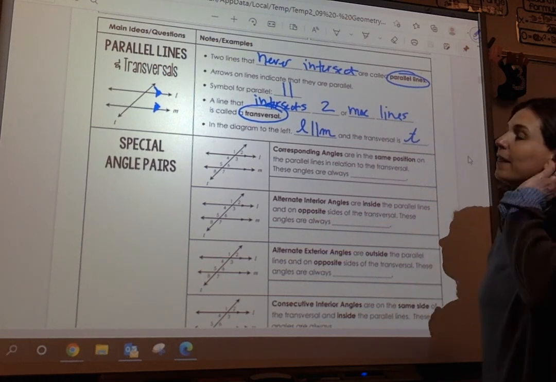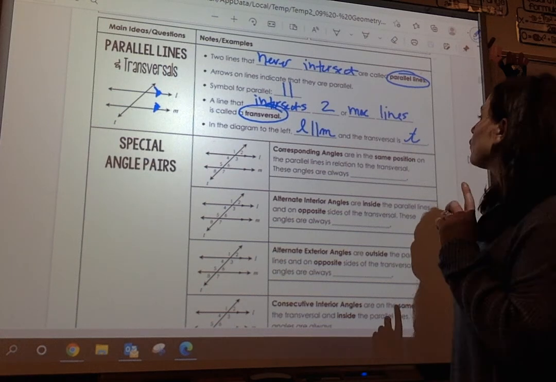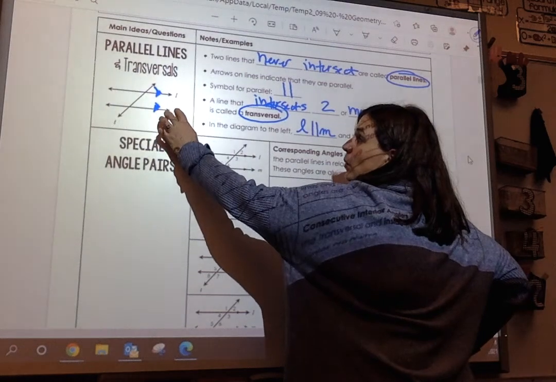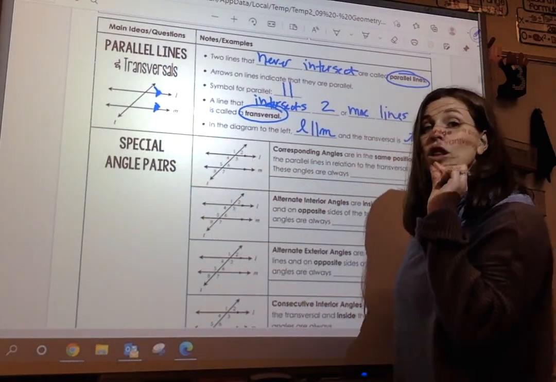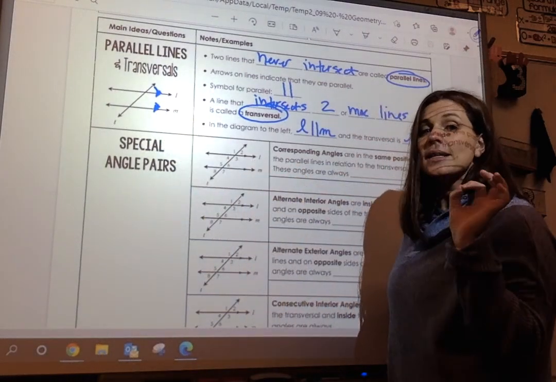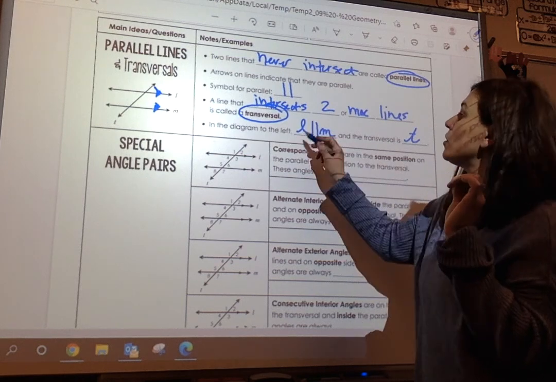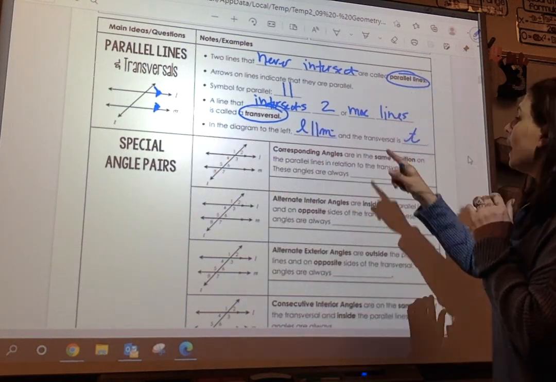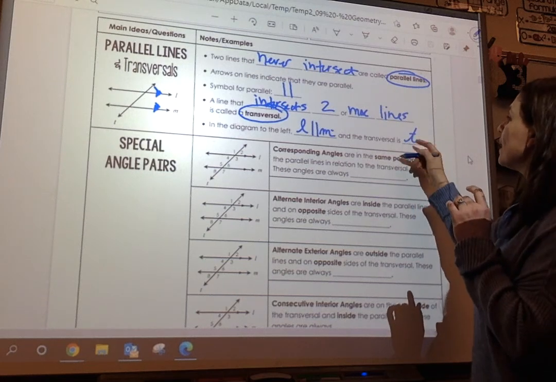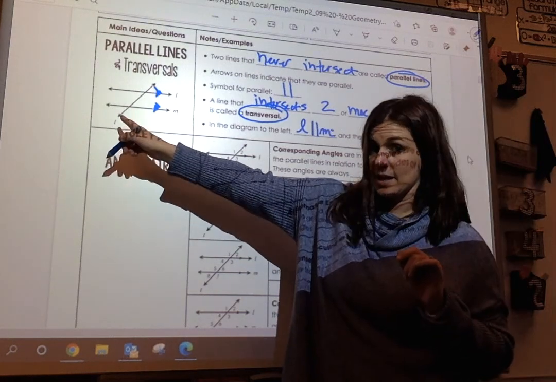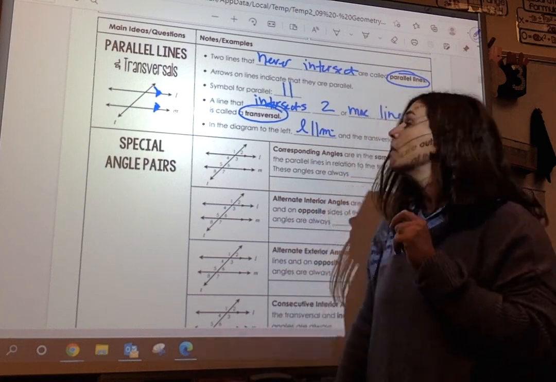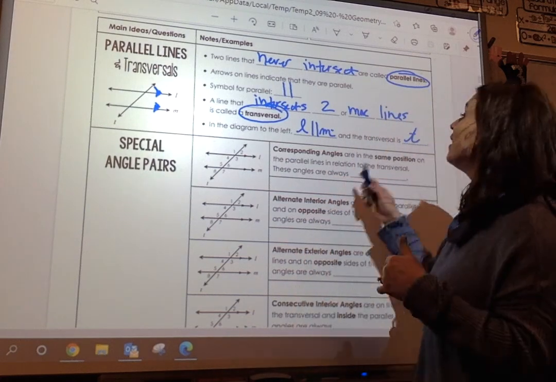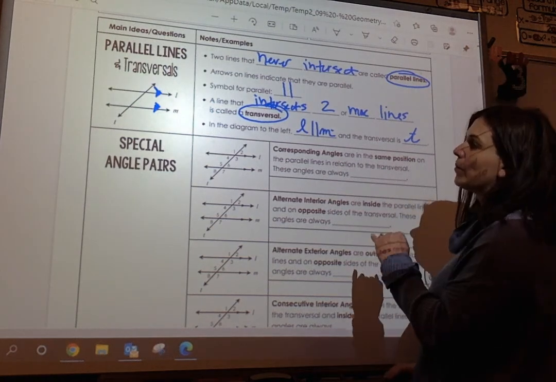Now, a couple of things that you need to understand. When we label lines with one letter, it is a lowercase italicized letter. So l is parallel to m, that's my marking, and the transversal is lowercase italicized t. Okay, very, very important there. So here's how I know on a quiz or test, if you've paid attention, how do you label?